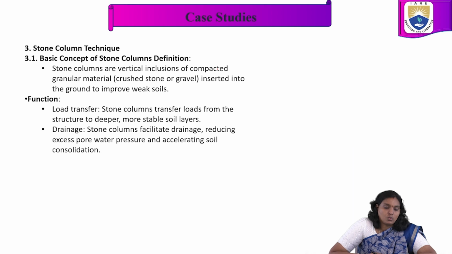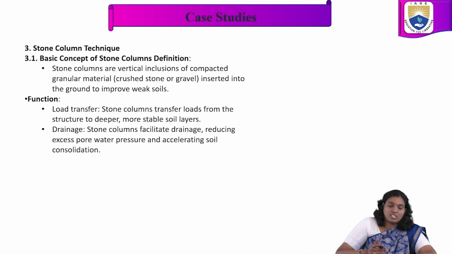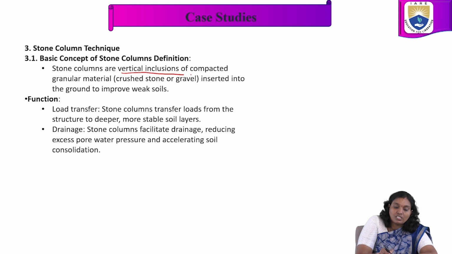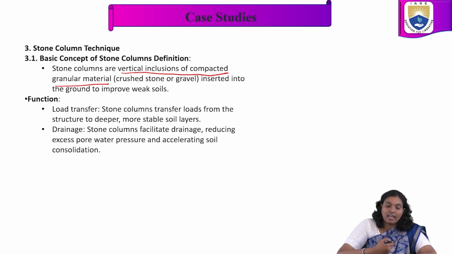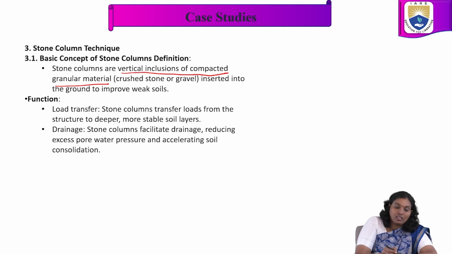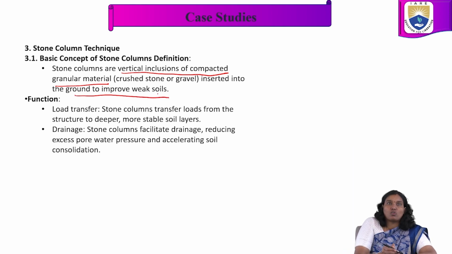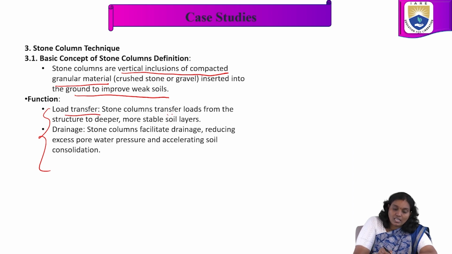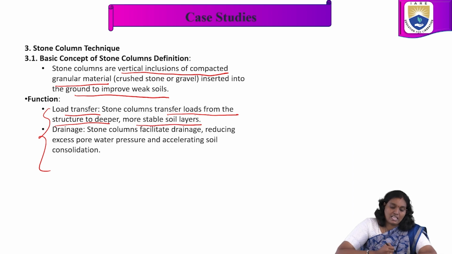So in this stone column technique, the basic concept of a column definition: those are vertical inclusions of compacted granular material, crushed stone or granules inserted into the ground to improve weak soils. So the function involved here is load transfer. Stone columns transfer the loads from the structure to the deeper, more stable soil layers.